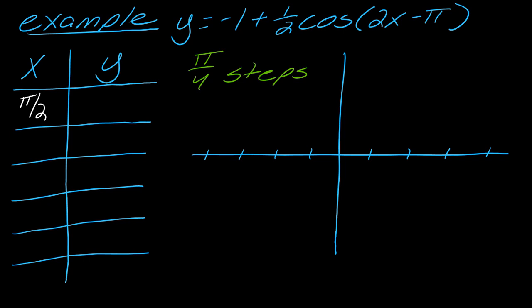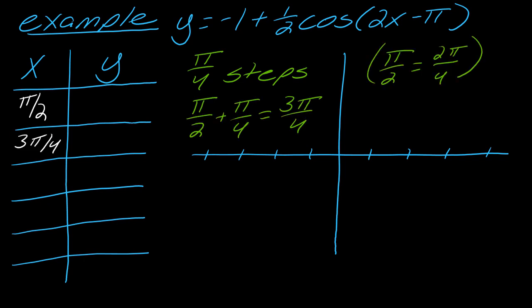So pause here, set up your table, just the x part, hit play when you're ready. Okay, so if I go through this, my next step is going to be 3 pi over 4. So I take pi over 2, and then I add pi over 4 to that, and I get 3 pi over 4. You might have to do a little bit of work with the fractions to make this all work. Okay, so let's keep going.